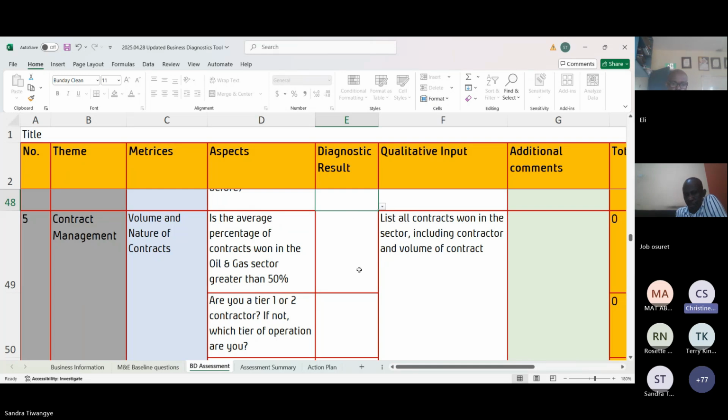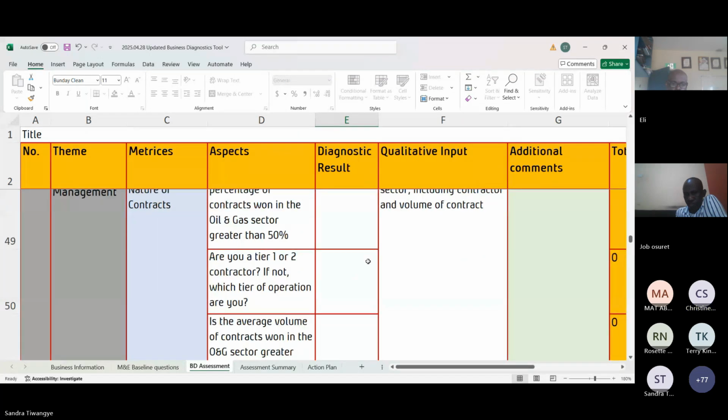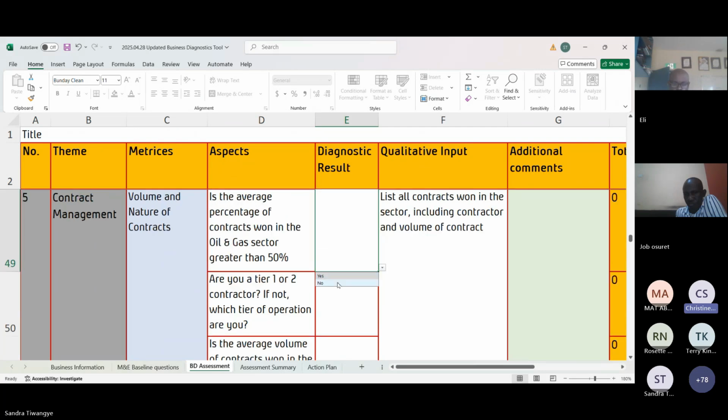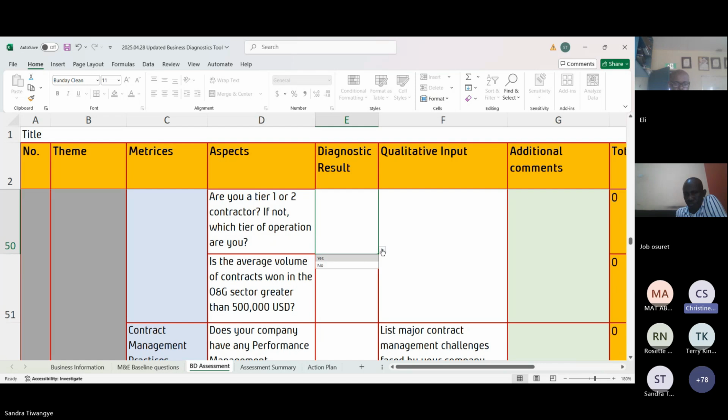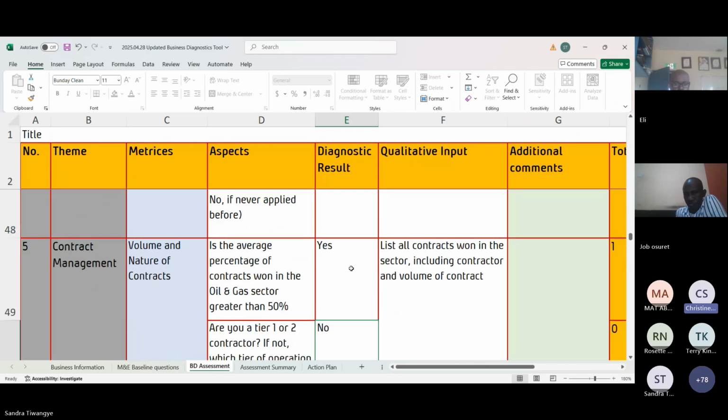Then we move on to a question of whether you're a tier 1 or a tier 2 contractor. We deep dived into this last time, but to refresh your memory, or if you're newly joining us, if you're a tier 1 contractor, the oil and gas sector is structured to have international oil companies that are licensed by the ministry and the Petroleum Authority of Uganda to be the licensees and IOCs.